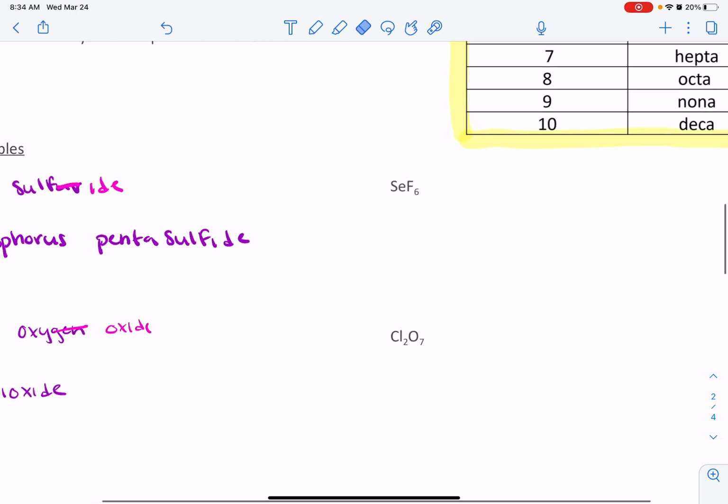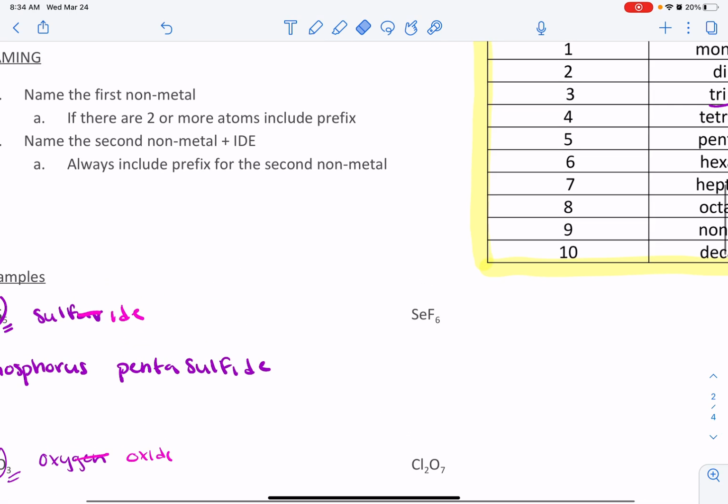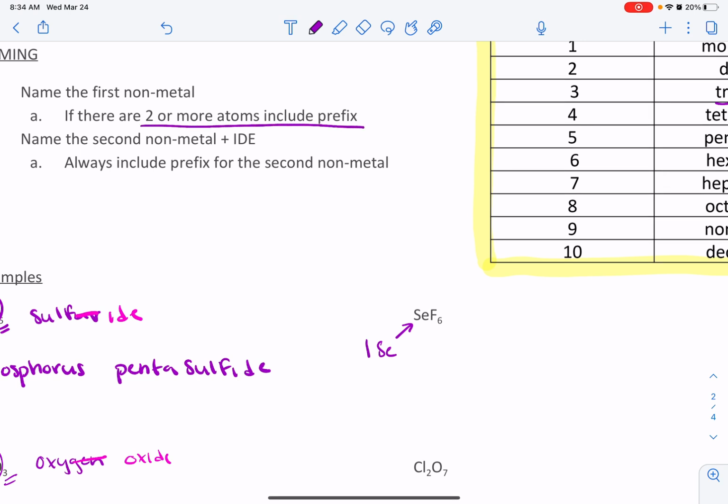Okay? All right, let's look at this SeF6. So this is a little bit tricky here because I don't see any prefix. So when I have no number, that means it's going to be 1. So there's 1 Se. And if you see here, it says if there are 2 or more, we include a prefix. So we're not going to include a prefix for Se. And that's because it's the first element and it only has 1.